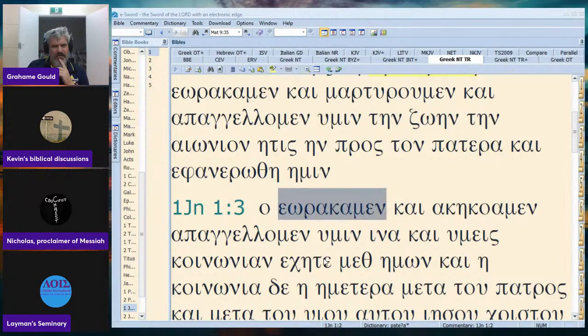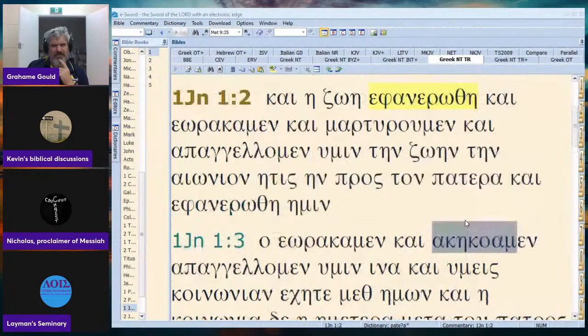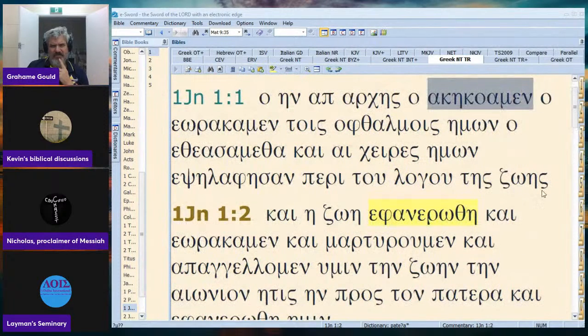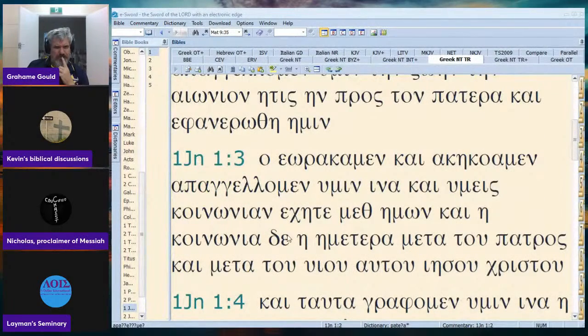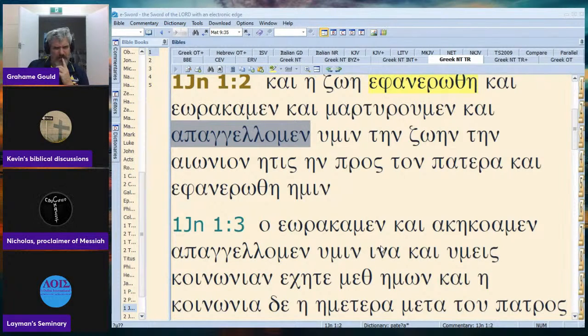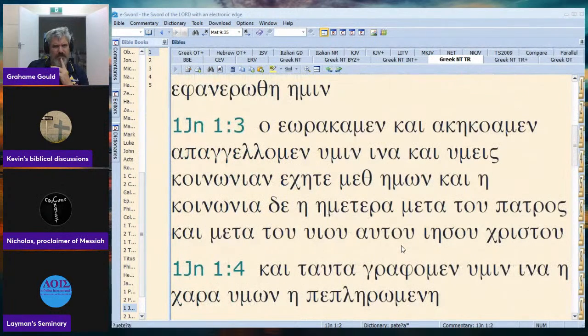And we've got this word here again that was up here. Eorakamen. Kai akagoamen, which we had earlier, didn't we? Yeah, we have heard. Oh, that was up here, right at the beginning. And this word again, which was there. Yeah, verse 3 has a lot of repetition from verse 2, so he's really emphasizing what he's doing there. I was noticing that today.